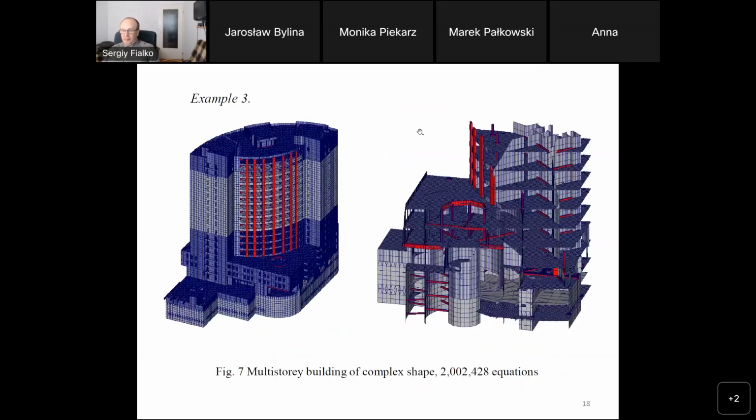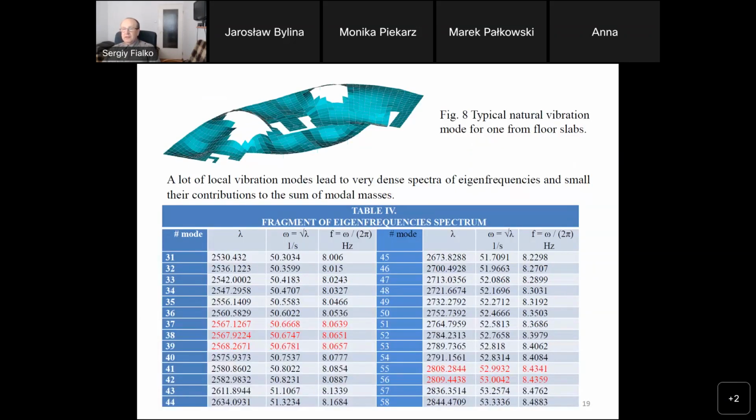And the last example presents the design model of a multi-story building of about 2 million equations. This design model comprises a lot of practically the same floor slabs. Such a peculiarity of these structures leads to the following fact: we obtain a very dense spectrum of eigenfrequencies, because almost the same slabs demonstrate practically the same eigenvalues.